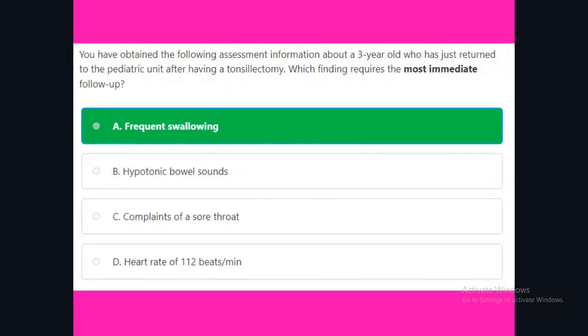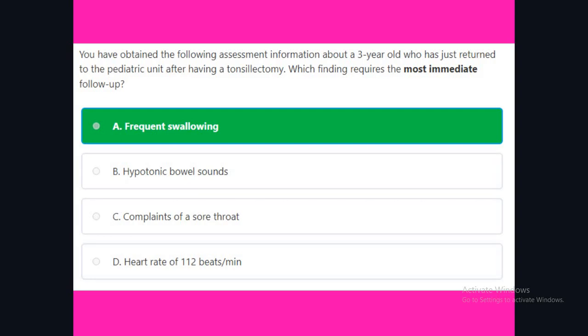You have obtained the following assessment information about a 3-year-old who has just returned to the pediatric unit after having a tonsillectomy. Which finding requires the most immediate follow-up? Frequent swallowing, hypoactive bowel sounds, complaints of sore throat, heart rate of 112.